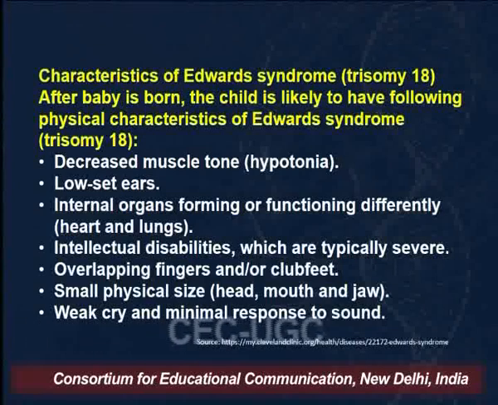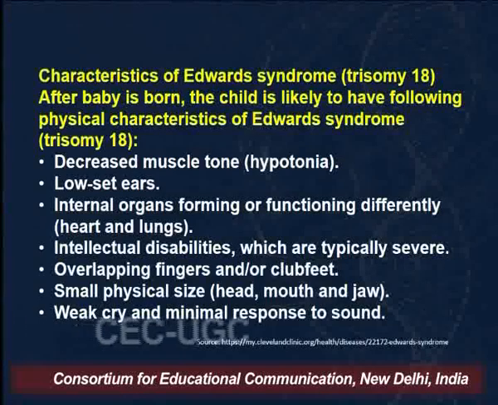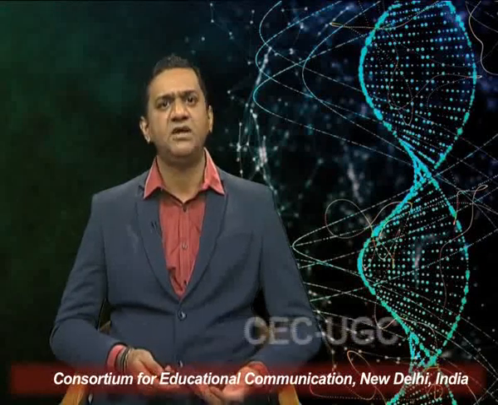There is decreased muscle tone, hypotonia, and the child has low set ears. Internal organ formation and functioning is not proper, mainly the heart and lungs. There are intellectual or cognitive disabilities, which can be very severe, overlapping fingers or clubbed feet, and small physical size, head, mouth and jaw. There is a weak cry and minimal response to sound. So there are a number of abnormalities.